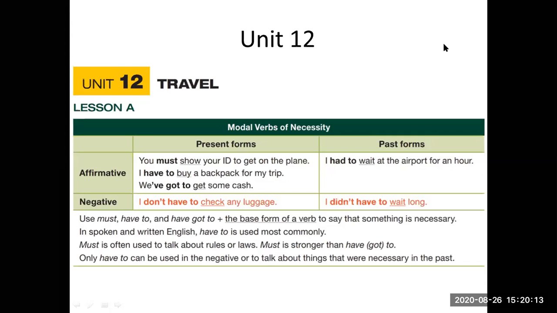So the first grammar we have here is modal verbs of necessity. So you remember what is a modal verb? No, teacher. Okay, modal verbs.